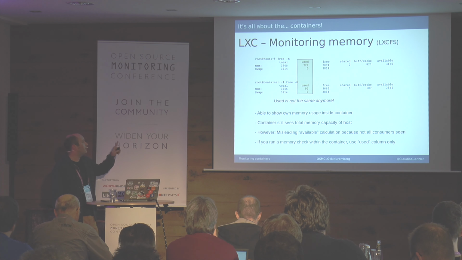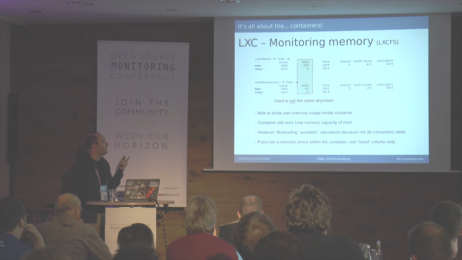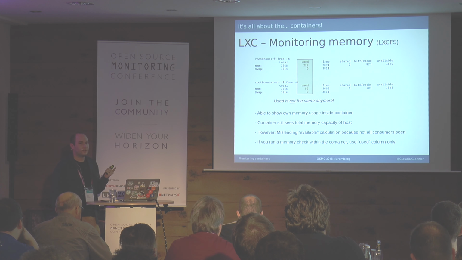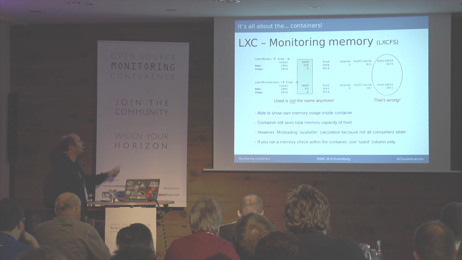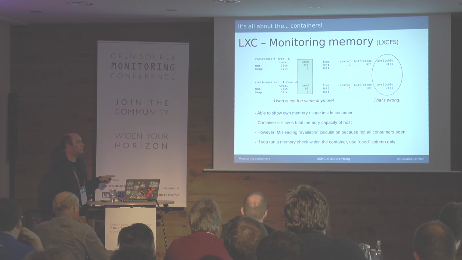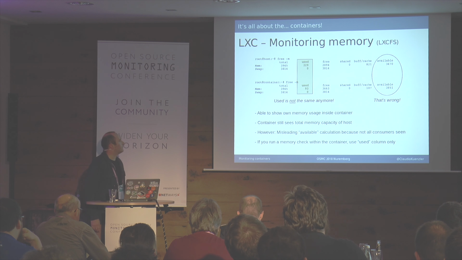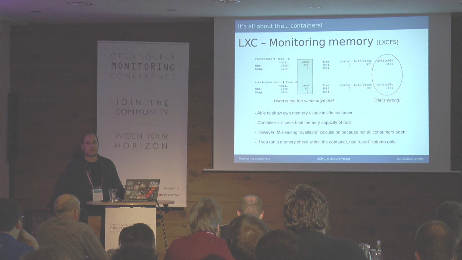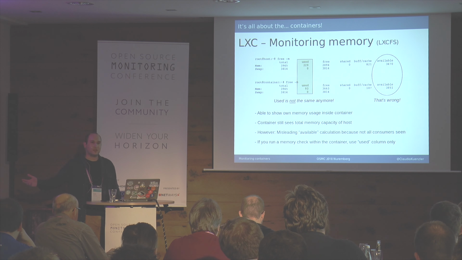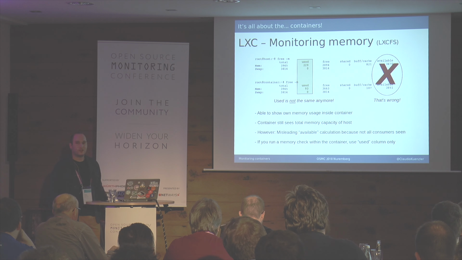You can see on the left-hand side in the column total, we still see the total amount of available memory, or total capacity of the host. So now if you calculate the total capacity minus used capacity, you get an available value that's completely off. Inside the container, as you're not able to see the other processes of the host or the other containers, there's no way a container can know what the other containers or the host itself is using. So just make sure you're not using that value.